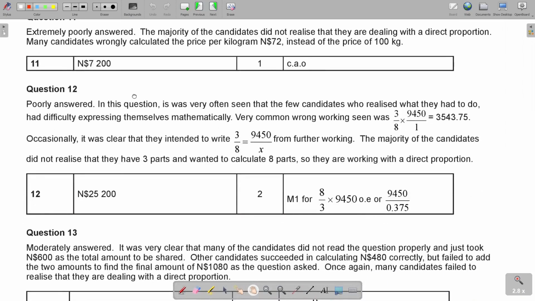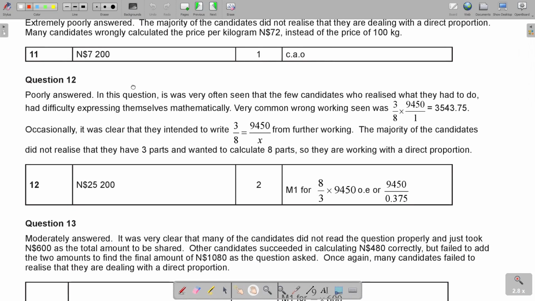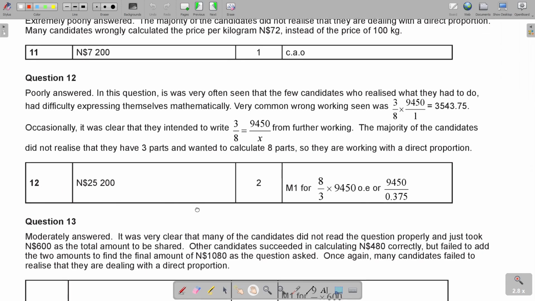And then question number 12, that's the one of the tax. So poorly answered. In this question, it was very often seen that the few candidates who realized what they had to do had difficulty expressing themselves mathematically. Very common wrong working was seen. Occasionally it was clear from further working that the majority of candidates did not realize that they have 3 parts and wanted to calculate 8 over 8. So they are working with a direct proportion again. Okay, so basically that was just your answer.